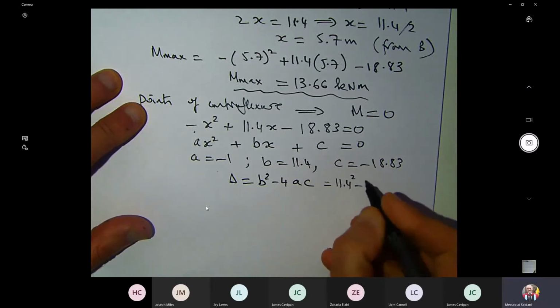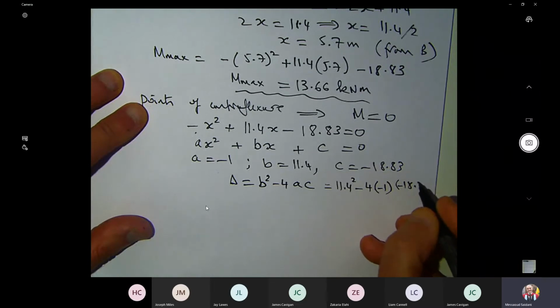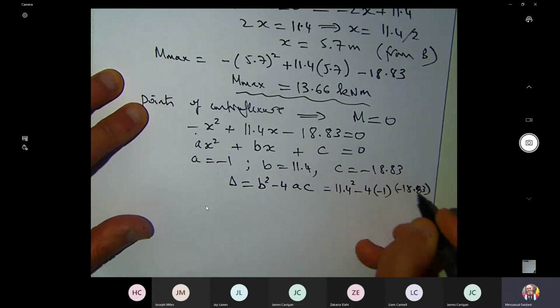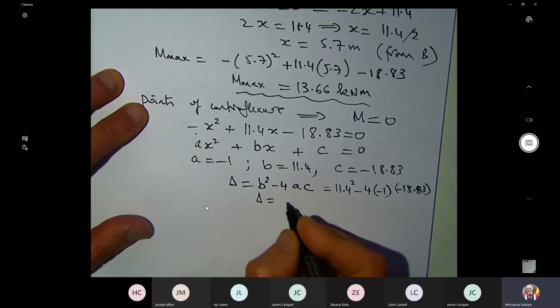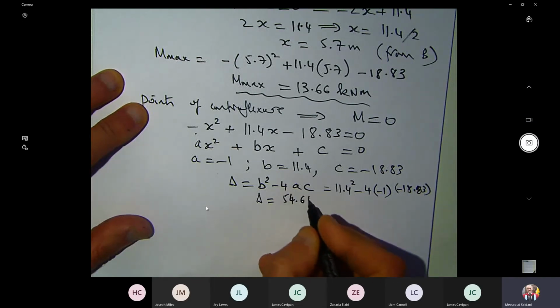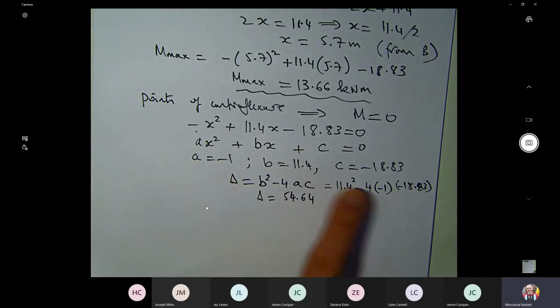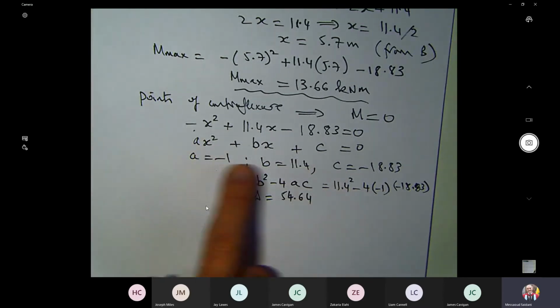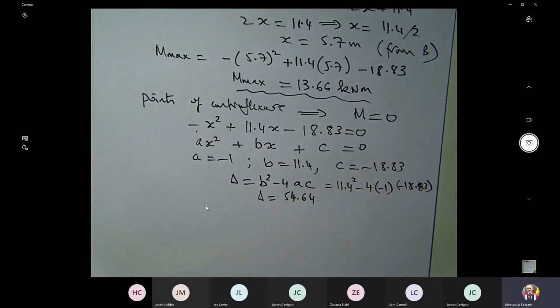11.4 squared minus 4 times minus 1 times minus 1883. Please do check my answers because I've got a delta of 5464. That's what I have. So you do b squared, 11.4 squared, minus 4 times minus 1 times c. So b squared minus 4ac.